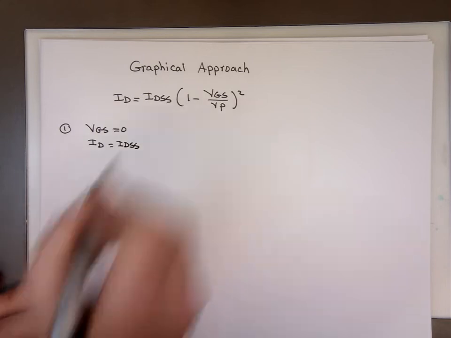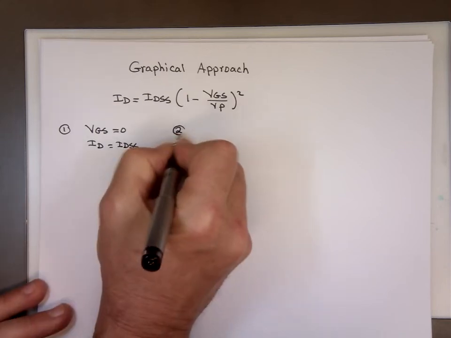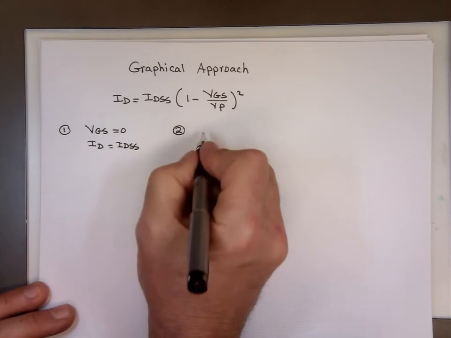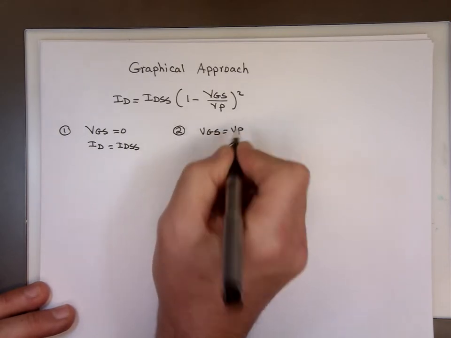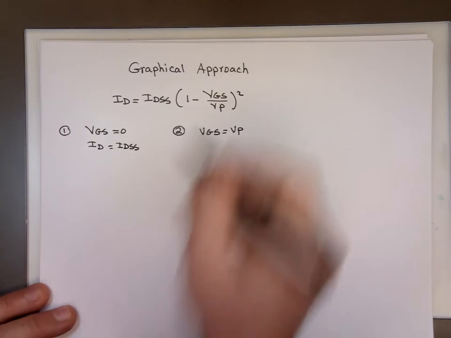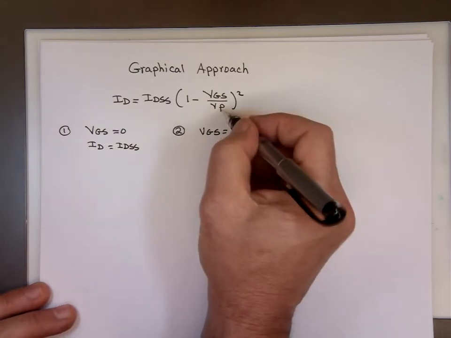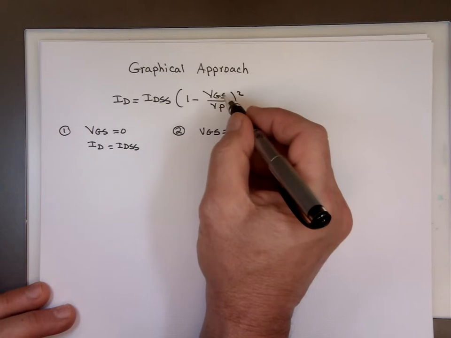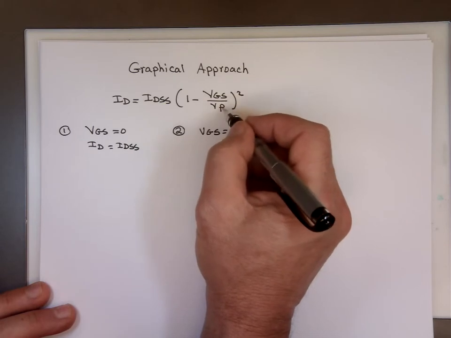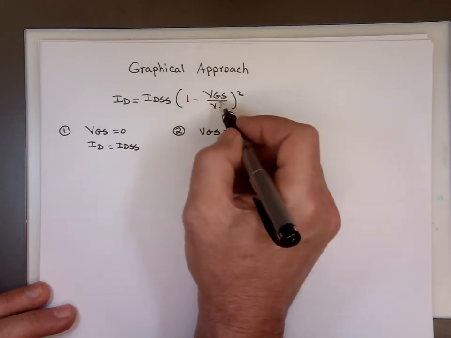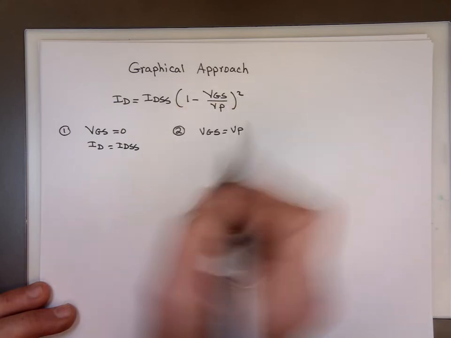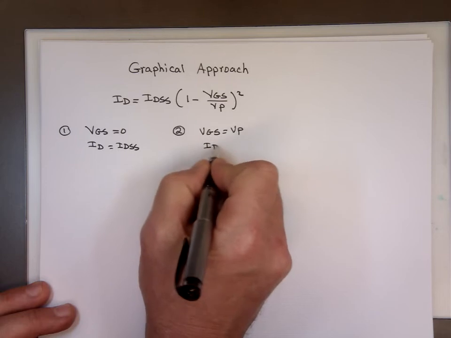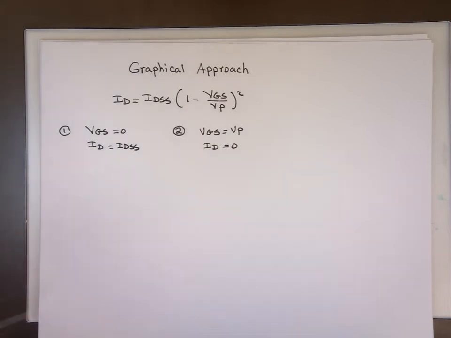Case 2. What happens when VGS, let's choose VGS equals VP. What is VP over VP? 1. Boy, I'm a mess this morning. 1. What's 1 minus 1? 0. Square it, that's 0. Times this, I sub D is equal to 0. So if I go to graph that, I don't have a ruler, let me get one.